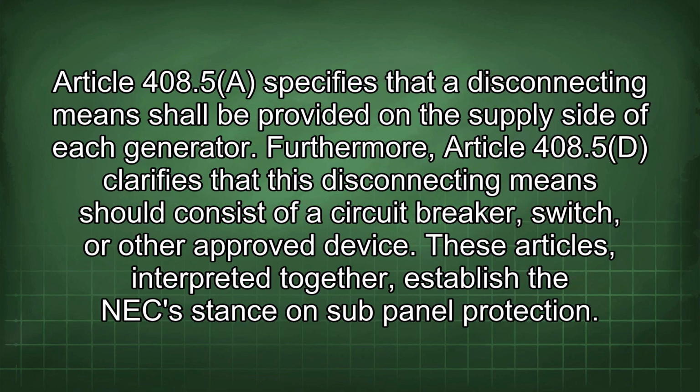Article 408.5 specifies that a disconnecting means shall be provided on the supply side of each generator. Furthermore, Article 408.5d clarifies that this disconnecting means should consist of a circuit breaker, switch, or other approved device. These articles, interpreted together, establish the NEC stance on subpanel protection.